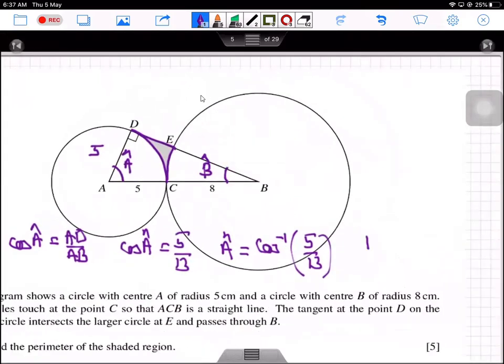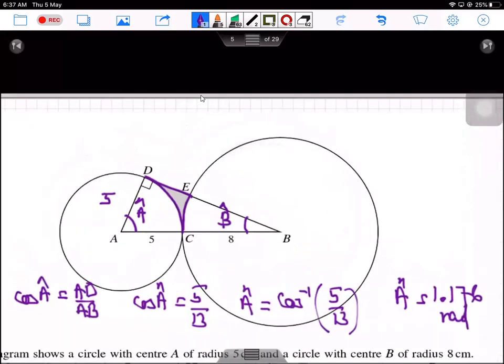Therefore, angle A would be equal to cos inverse 5 over 13. And you must give your angle in radian mode, because we are dealing with this chapter, the complete chapter, and for that the basic requirement is that you put your calculator in radian mode. Cos inverse 5 over 13 would be 1.176. So angle A is equal to 1.176 radians.